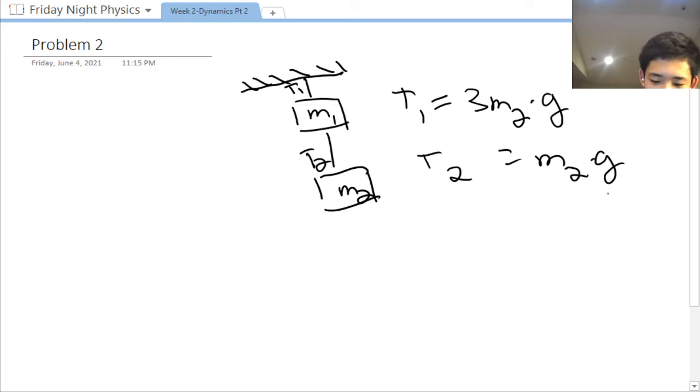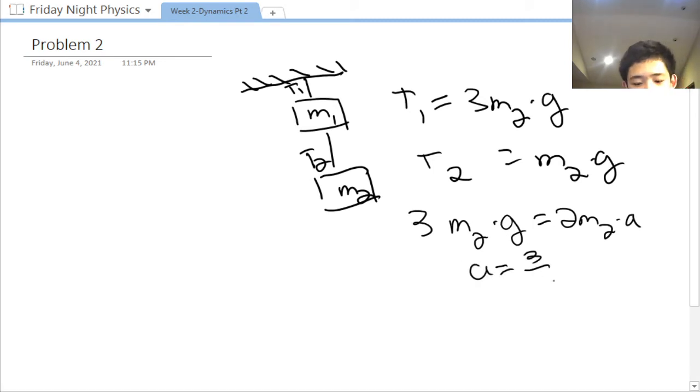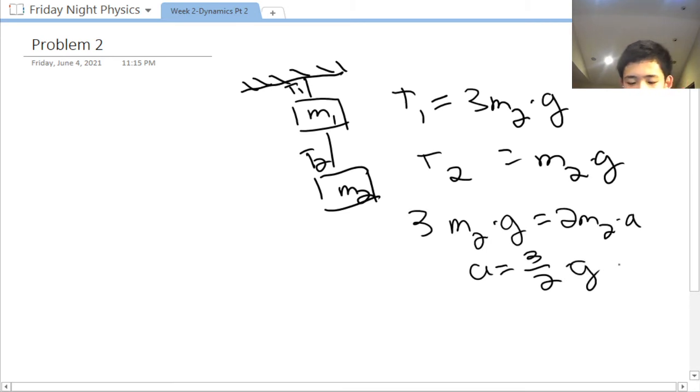And you can find that the net force on the first block is the tension, so 3 M2 times g is equal to 2 M2 times a. So the acceleration a is going to be equal to 3 halves times g, and since g is equal to 10, it's going to be 15 meters per second squared. And for the second block, the net force on it is 0, so its acceleration is also 0.